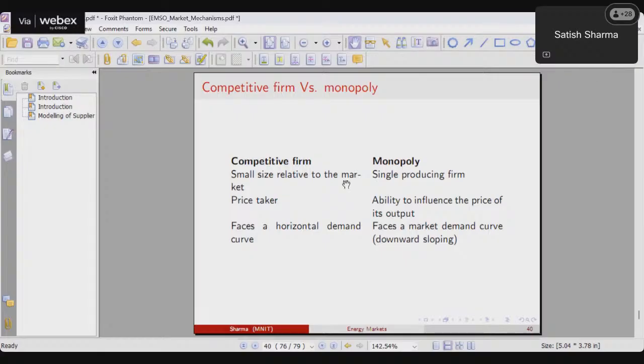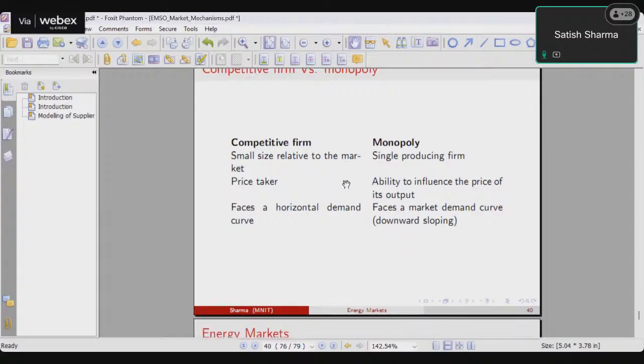Then we have the firm is price taker. It cannot decide the price. In monopoly, obviously it's a single firm, so it can set any price the firm wants. And then it faces a horizontal demand curve, and usually monopoly faces a market, a downward sloping demand curve.